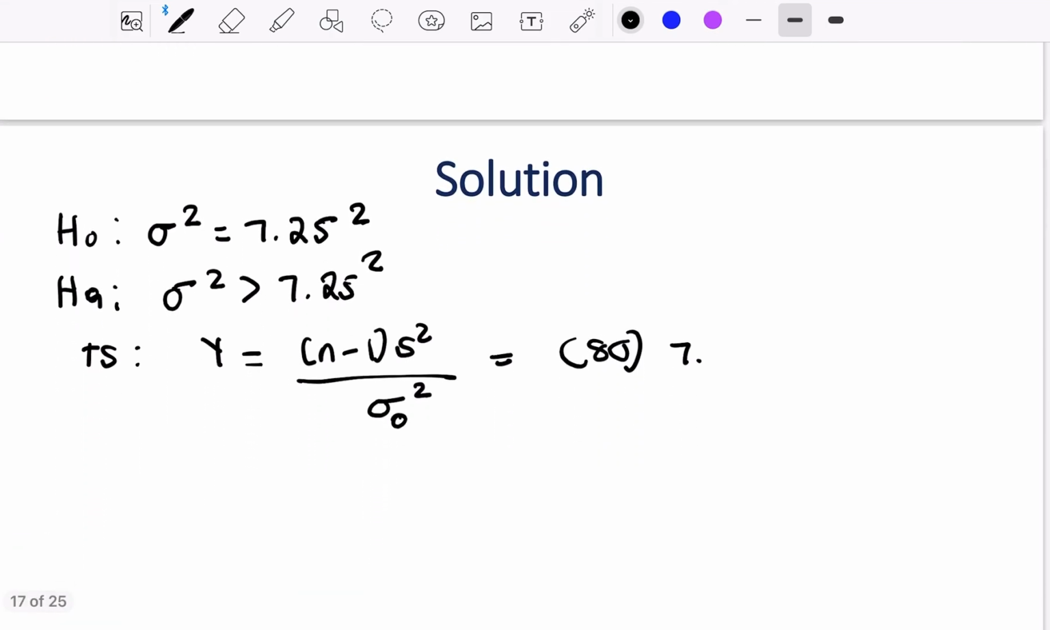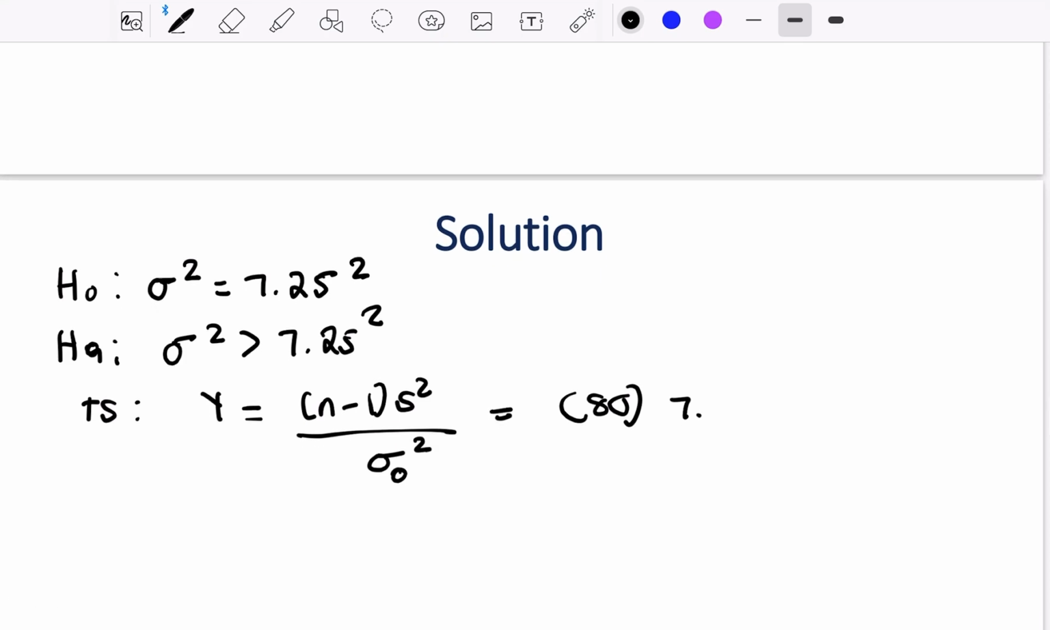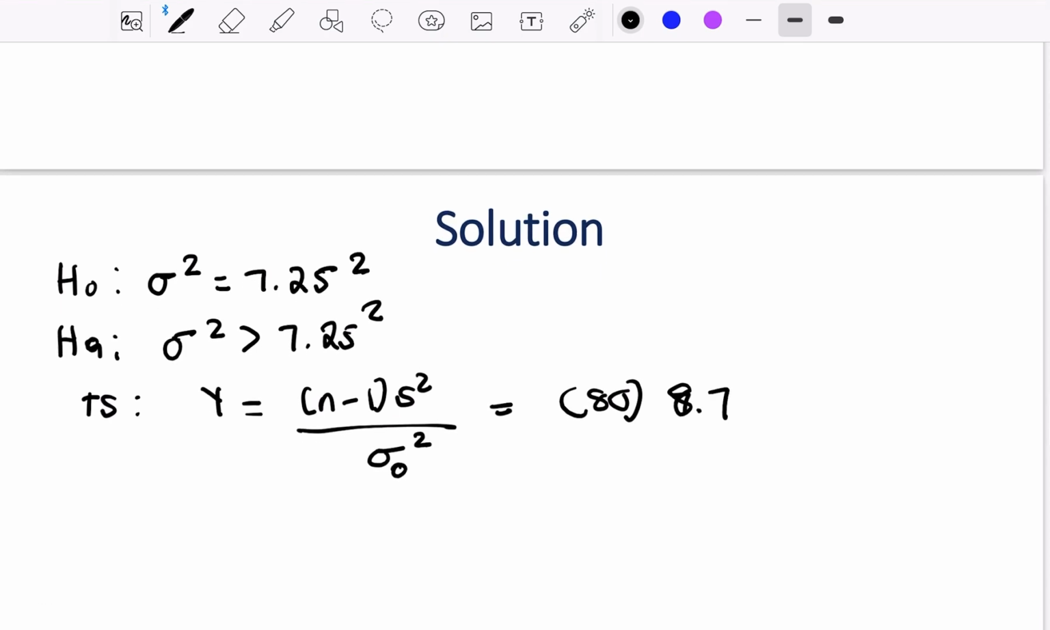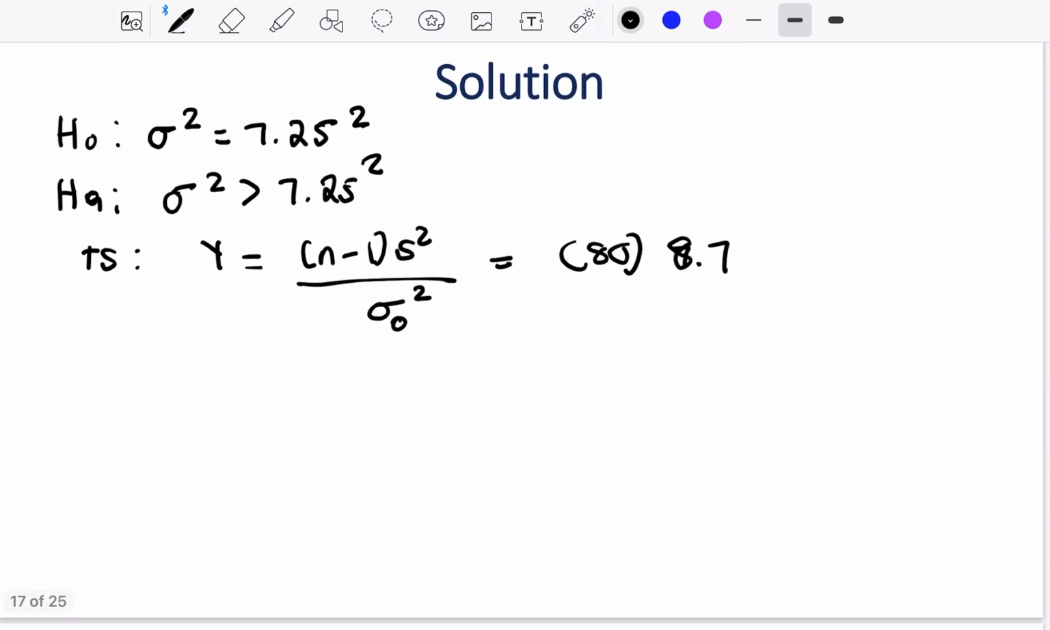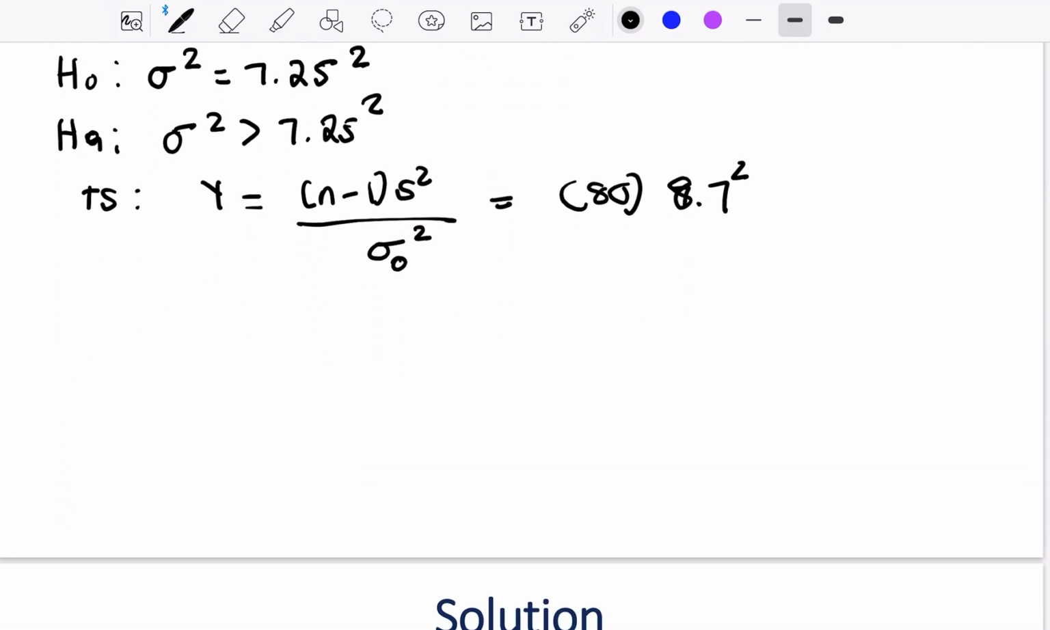Yeah, which is 8.7, sorry, which is 8.7, okay, squared, because they gave you the standard deviation divided by sigma naught squared, which is 7.25 squared, right? Let's plug that into our calculator. You get 80 minus 8.7 squared over 7.25 squared, which gives you 115.2.